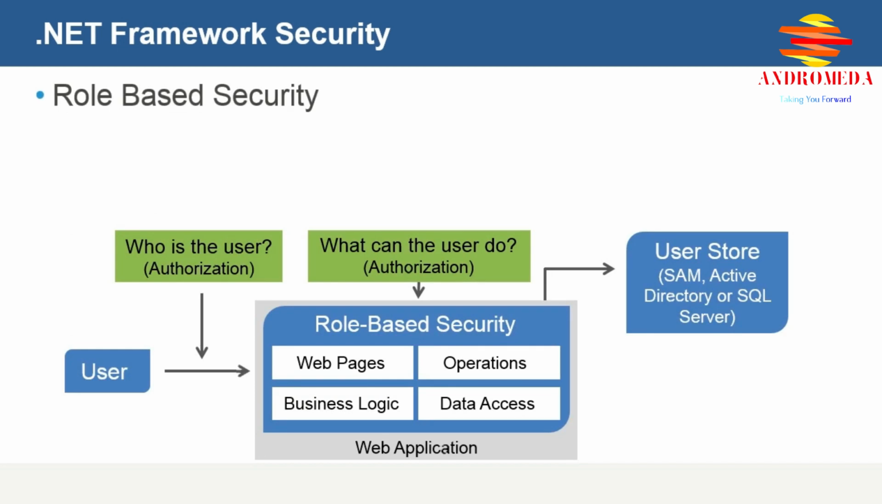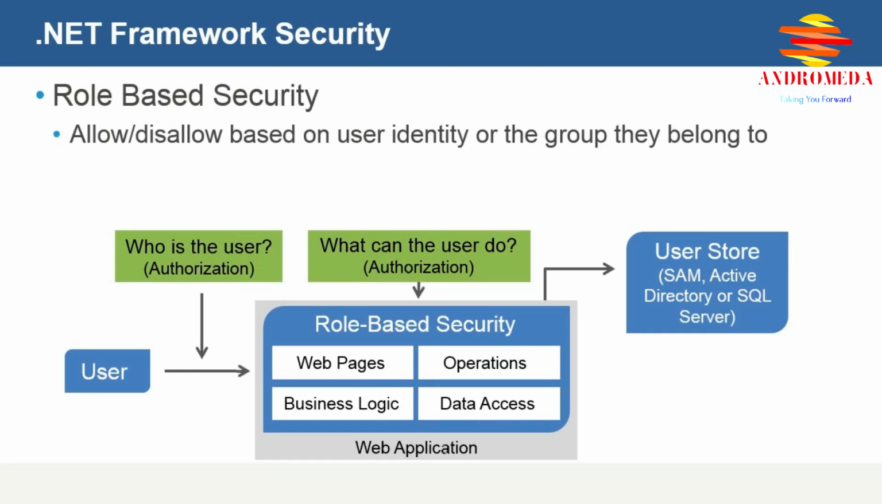Now, role-based security, well, what is it? It allows or disallows access based on user identity or the group that the user belongs to. So the way that it works is we have the user, we check to see who the user is, so we authorize them. Then we look at what the user can do. Do they have access to specific web pages, specific operations? Can they interact with the business logic or the back ends of an application? Is there specific data access they have or can't access?